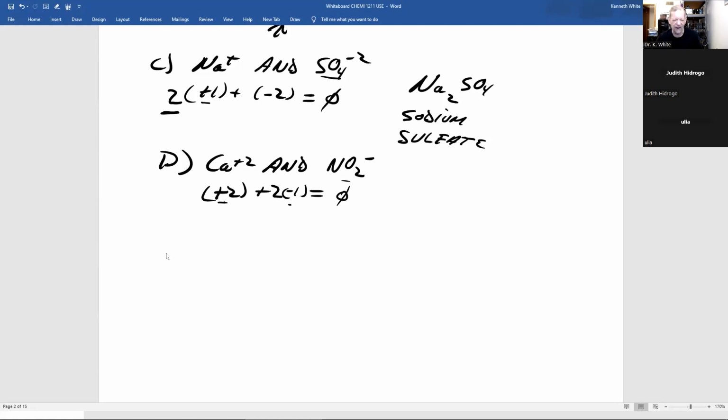And now how do we write this? When there's no number in front, it's one. One calcium. And here we have two of the nitrite. When we have more than one of a polyatomic ion, you write a bracket, write the ion without showing charges, close the bracket, then subscript the number of how many. So that'd be calcium, Ca, bracket NO2, close bracket, subscript 2. And that's how you do it.